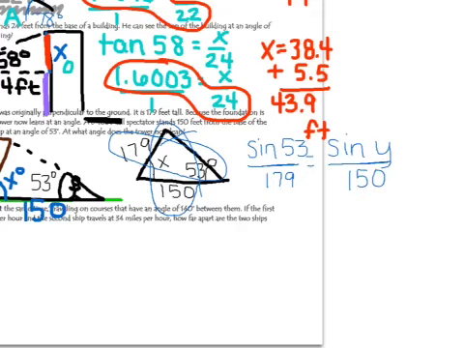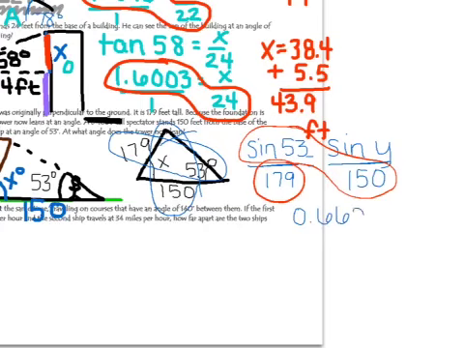Here I would do sine of 53 times 150 divided by 179. When I do that, I end up with 0.6692 equals sine of y. And remember, anytime I end up with something equal to the sine of something, I can use an inverse to get that angle. So I'm going to do the inverse sine of that decimal, and I get 42 degrees.